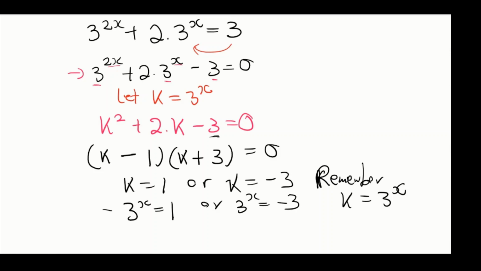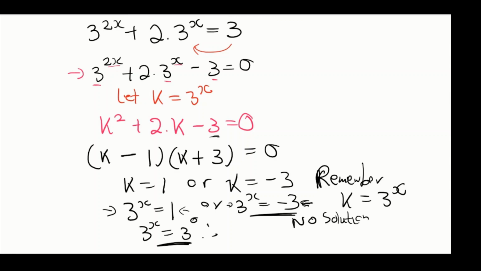So here we have a base of 3. We can make this one to be base of 3. So we have 3 to the power of x equals 3 to the power of 0. But before we conclude, looking at this one, the bases are not the same. We have 3 to the power of x, the base is 3, but here the base is negative 3. So here there's no solution.